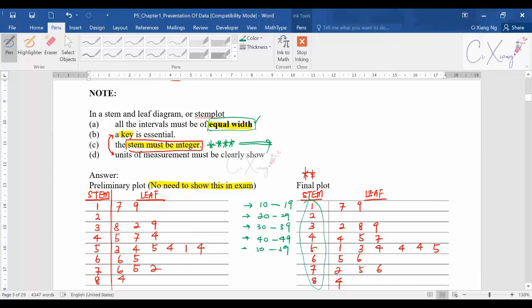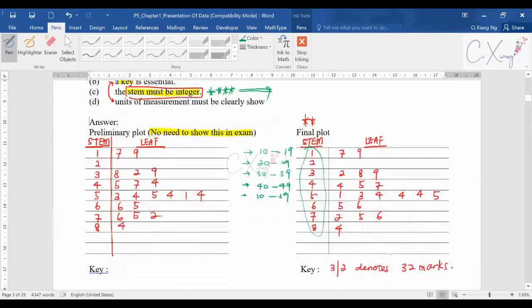Okay, and then the units of measurement must be clearly shown. So as I told you just now, the key must be very clear. Okay, so this is how we construct a very basic stem and leaf diagram. Okay, all right, so this is the basic one. That's what I told you. Very basic because you have two integers, right? So when you want to put the numbers into the stem and leaf diagram, there should be no problem.